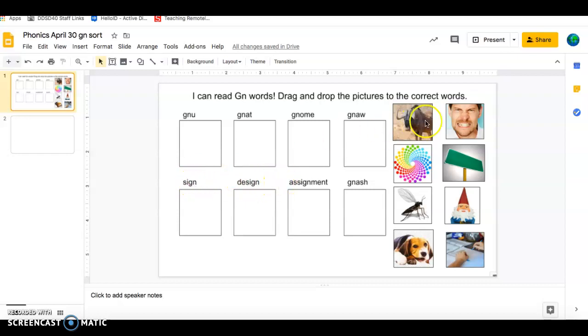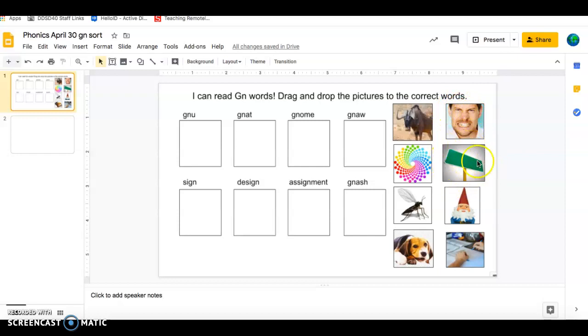Your job is to drag and drop the pictures to the correct words. So let's go over what the pictures are. Some of them could be confusing. This is an animal called a gnu. This is a picture of someone gnashing their teeth. Gnashing your teeth means putting them together fiercely. So the word would be gnash.